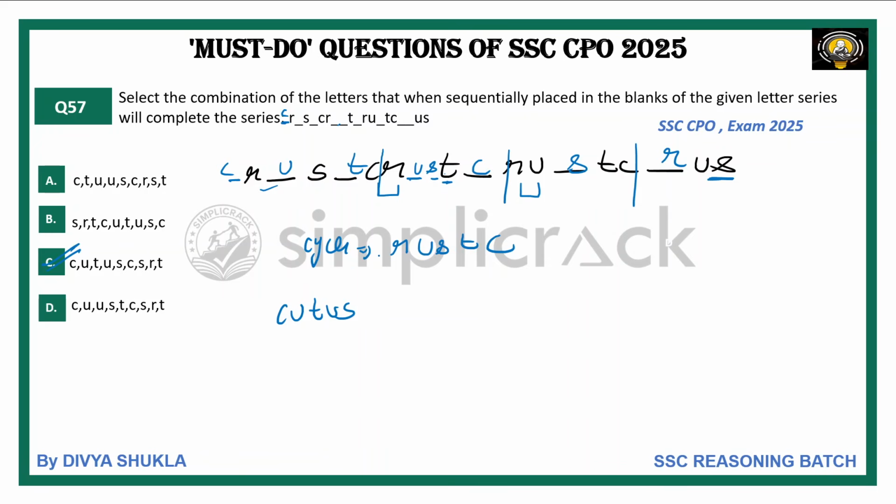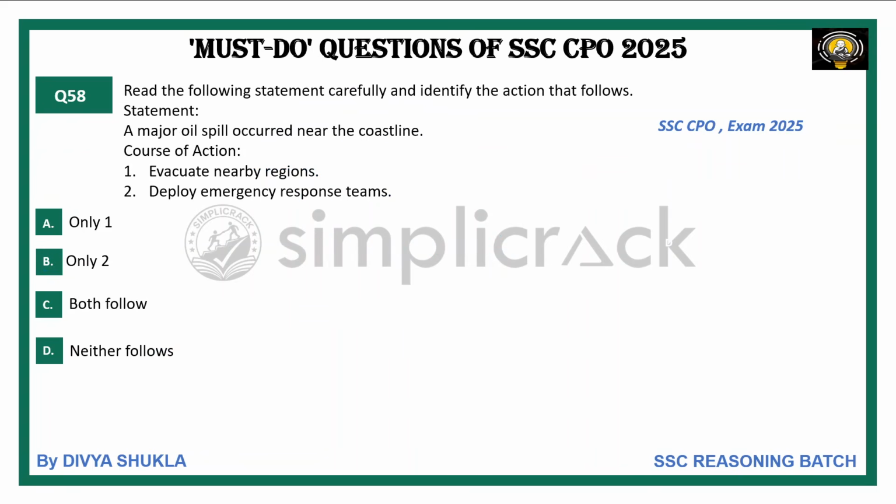So CUTUS. Then I'm having CSR, and then I think one more blank is missing, that is T. Okay, so basically this is the correct answer for this question. Let's see the next one.